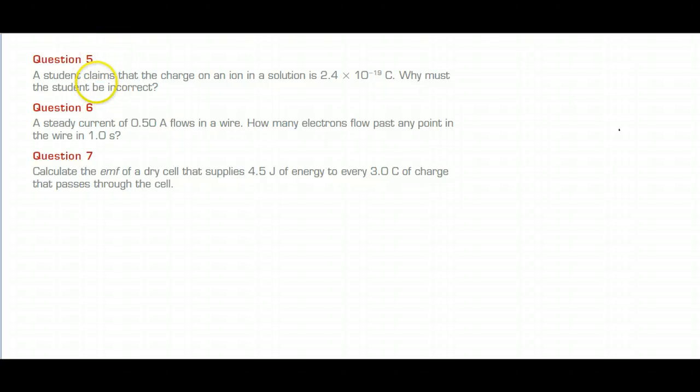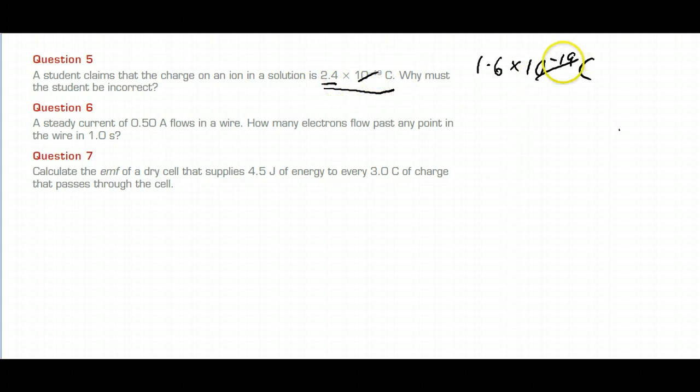Okay, in question 5, a student claims that the charge on an ion in a solution is 2.4 times 10 to the negative 19 coulombs. Why must the student be incorrect? So this student's saying that they found a tiny little charge on an ion of this amount. Well, let's compare that to the charge on, say, a proton or an electron, which is 1.6 times 10 to the negative 19 coulombs. That's how much charge a tiny little proton or electron has on it. This student's saying that they've got 2.4 times 10 to the negative 19.